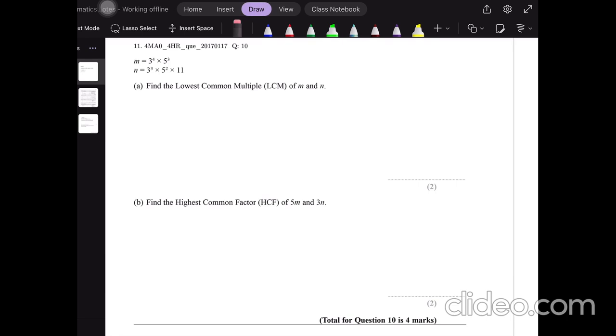Today we are going to discuss one of the questions from the paper 4MA04HR, from the year 2017, and it is related to the topic of factors and multiples, that is HCF and LCM. We can see in the statement that two numbers, m and n, are written as the product of their prime factors, and in part A he's saying to find the LCM, that is the least common multiple, of both m and n.